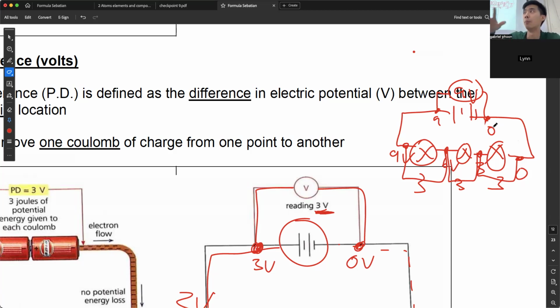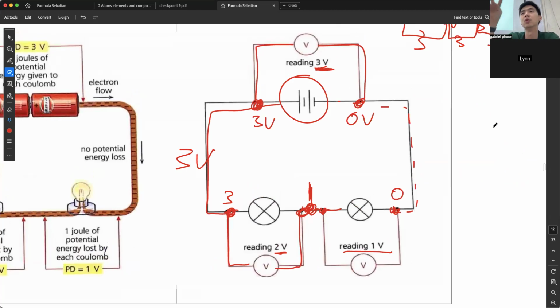Electromotive force, although both of them will be measured in volts, electromotive force is talking about the source, the battery, or any power source. Potential difference is literally the difference in potential between two specific points. Usually, in between the points will be the component, like either the lamp, the battery, voltmeter, or something. There will be some electrical component there.